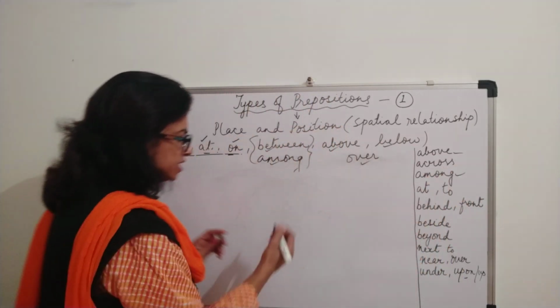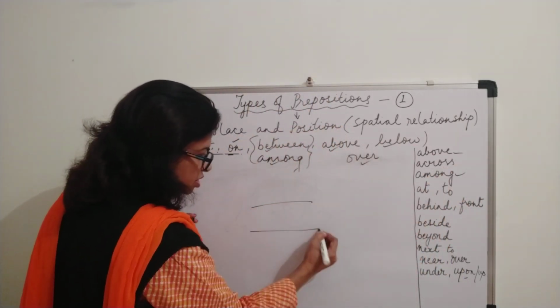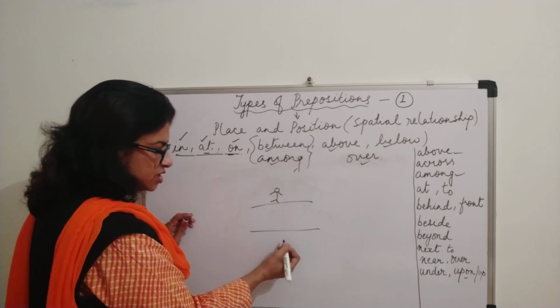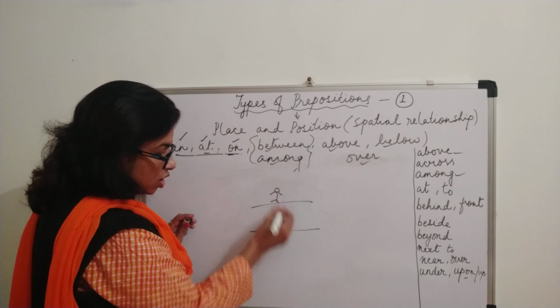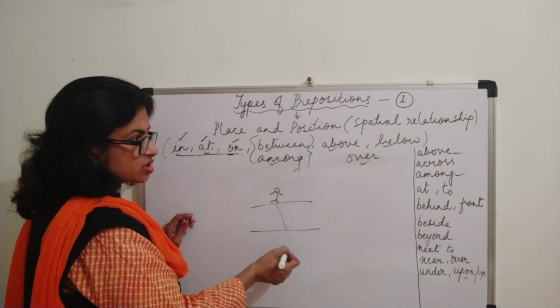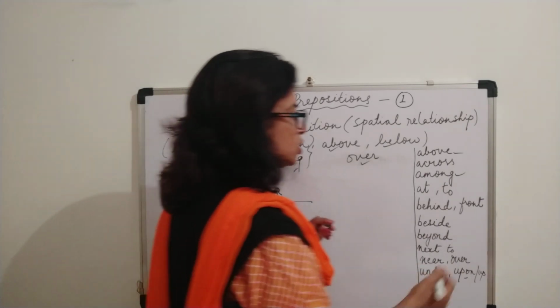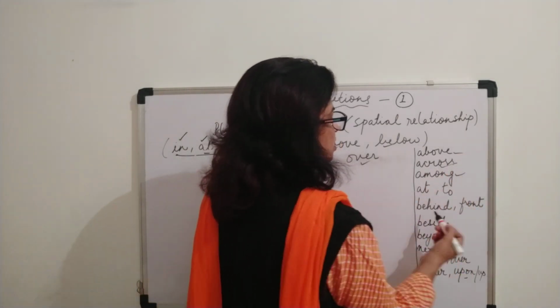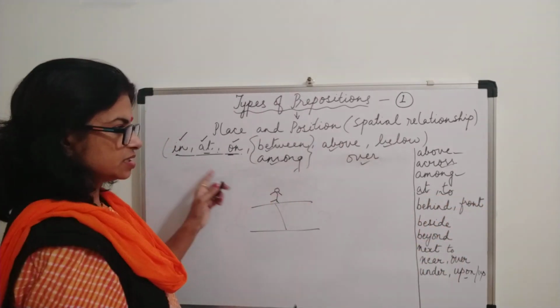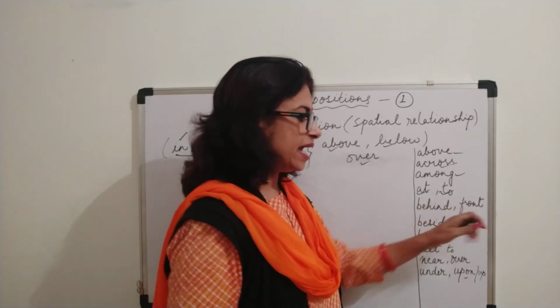Now come to across. Suppose now there is a road. This is a road and one man is standing here and he has to come to this place. So across the road. He is going to cross this road and go across the road. At and to are again clear. We discussed here.